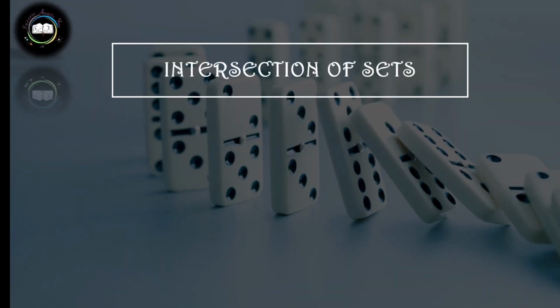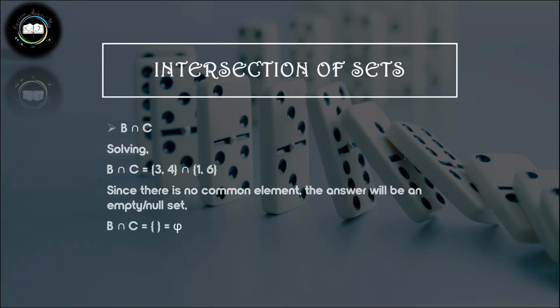Now with the same question, let's solve B intersection C. We will write both sets B and C, place the intersection symbol in between and look for the common part. Here as you can see there is no common part, so the answer will be a null or empty set.